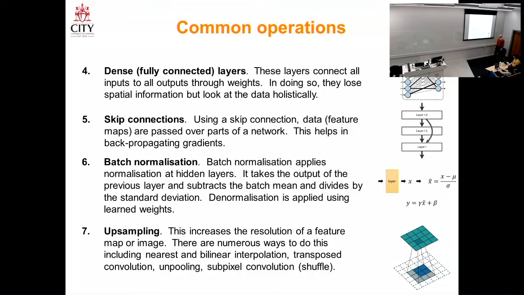And there are loads of ways to do upsampling, and in fact that could be a lecture in and of itself, is how to do upsampling in deep learning. There are really simple things you can do, like nearest neighbor and bilinear interpolation. There's this thing called transpose convolution, unpooling, subpixel convolutions, etc. I'll talk about this a little bit in today's lecture.